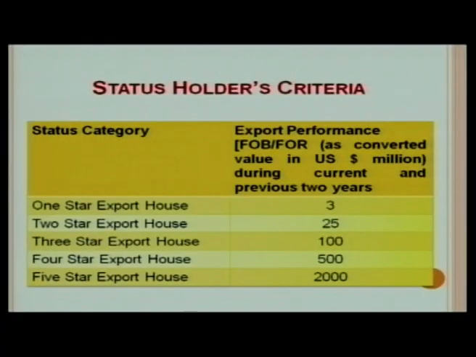And these are the different status holder criteria based on which the status category is given: 1 star export house if the export performance is 3 million US dollars, for 2 star 25 million US dollars, for 3 star 100 million US dollars, 4 star 500 million US dollars, and 5 star 2000 million US dollars.